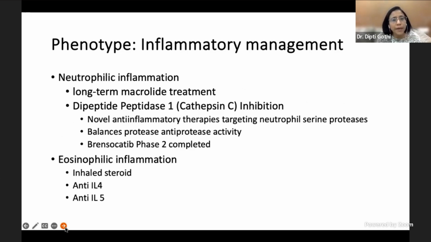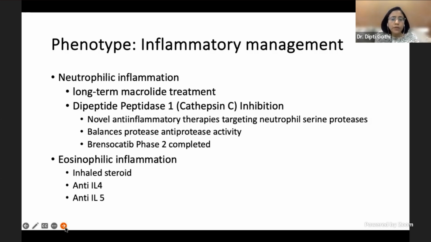How does it help in managing the patient? If it is neutrophilic inflammation, the patient can be given long-term macrolide treatment, maybe 3 months, maybe 6 months, but at least it will reduce the inflammation. There are newer drugs which are available, called cathepsin C inhibitors, or dipeptidyl peptidase 1 inhibitors. These are novel anti-inflammatory therapies targeting neutrophil serine proteases.